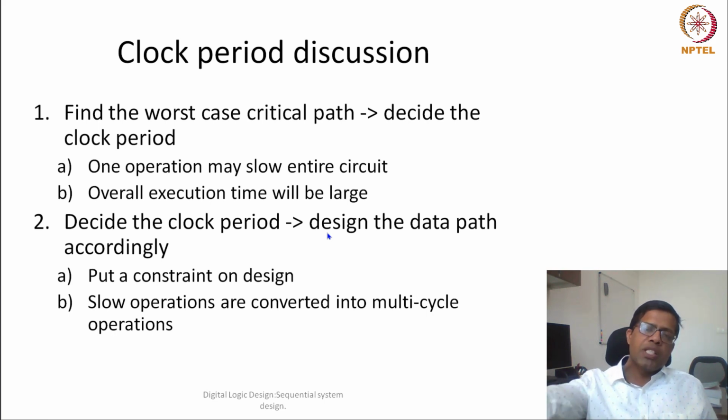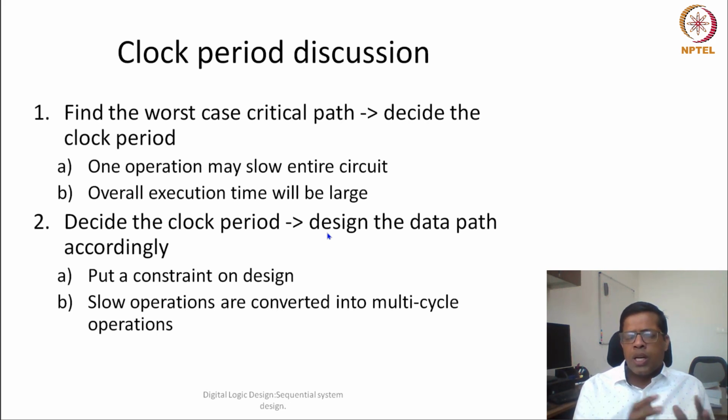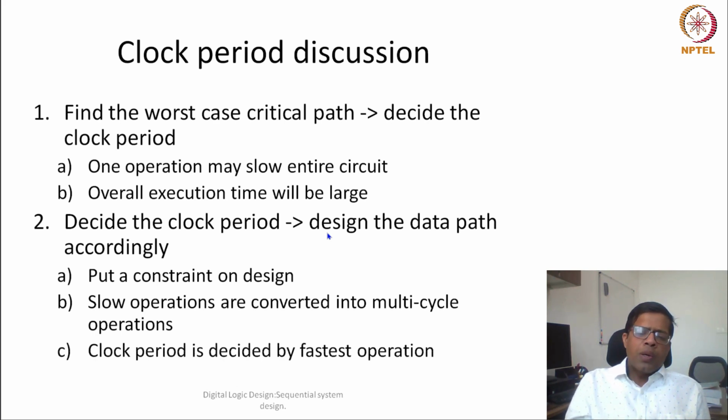The other possibility is that even after doing all those design tricks, we are still not able to compress our unit within that clock period. Then we have to convert that particular unit into a multiple cycle operation. So we will say that particular operation will take, let's say, 2 cycles, 3 cycles, or 10 cycles, whatever. Okay, so that's how it is done.